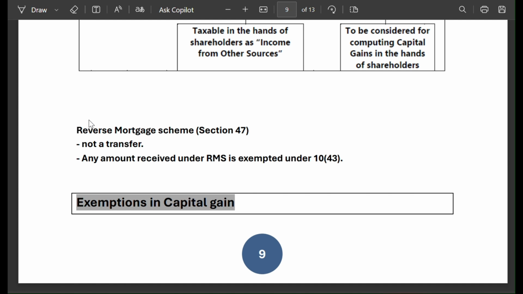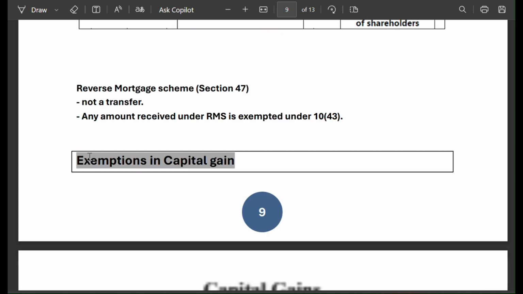without the burden of the bank selling that land, and that senior citizen does not have any income chargeable under the PGBP section. In that case, first of all, it is not a transfer under section 47, and any amount received by the person under the reverse mortgage scheme is exempted under 10(43). So no capital gain arises because there is no transfer at all in this case.